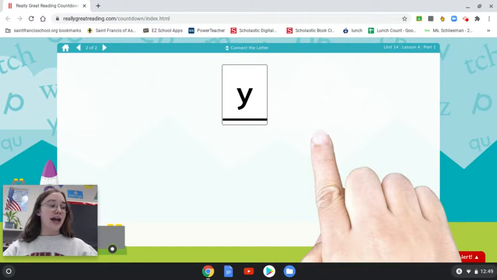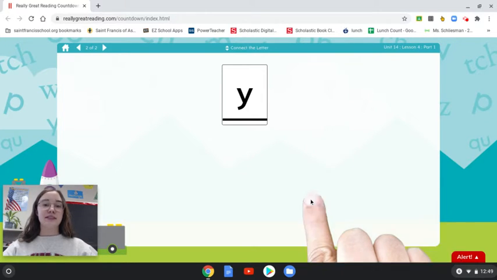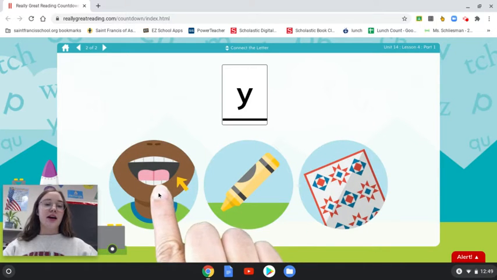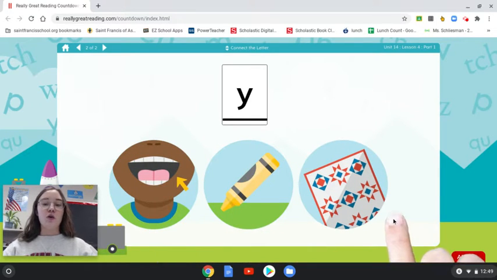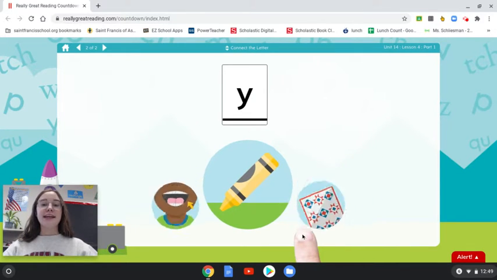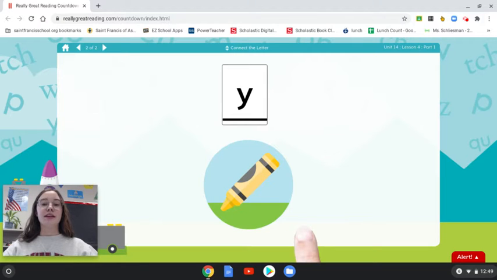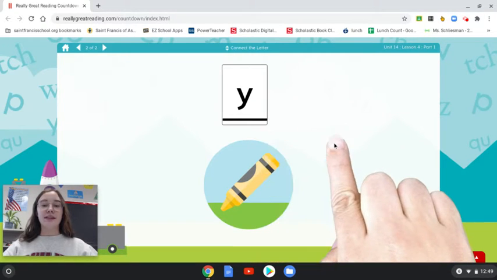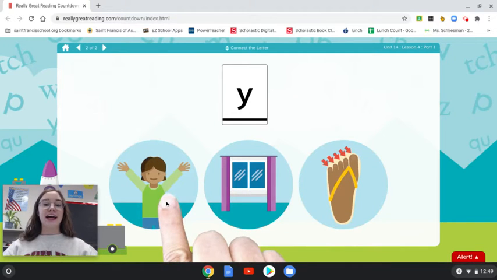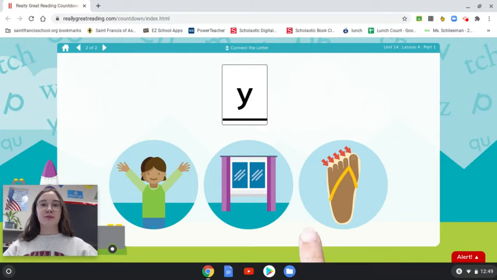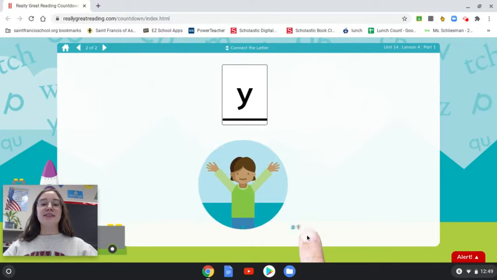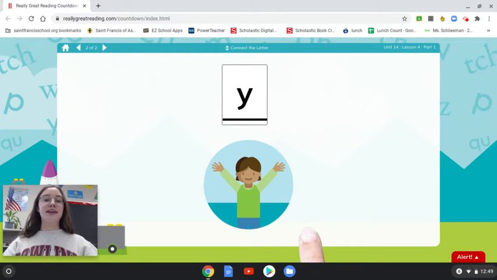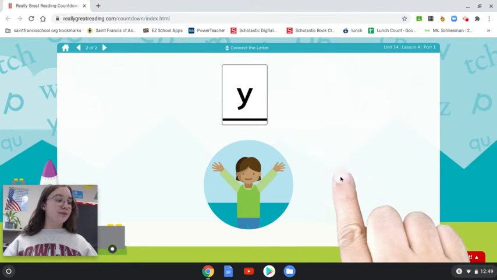This is the letter Y. What sound does the letter Y spell? Y. Mouth, yellow, quilt. Which one begins with Y? Yellow. Yellow begins with Y, so it starts with the letter Y. Yes, window, toes. Which one begins with Y? Yes. Yes begins with Y, so it starts with the letter Y.